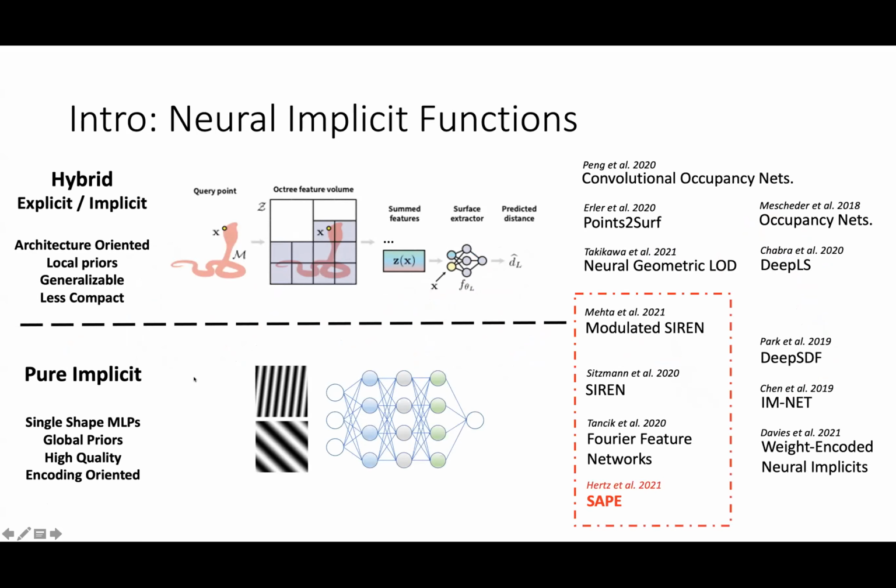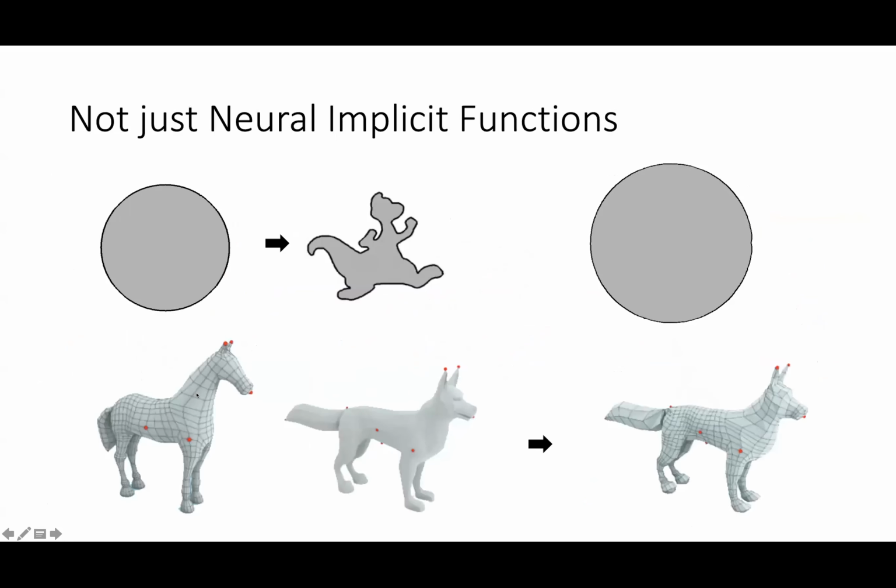And using these neural implicit functions, you can also work not only with images, but also with contours. So for example, we can move from this circle to this nice dinosaur, or we can take a mesh, move it to another point cloud, and get the mesh on the new point cloud.